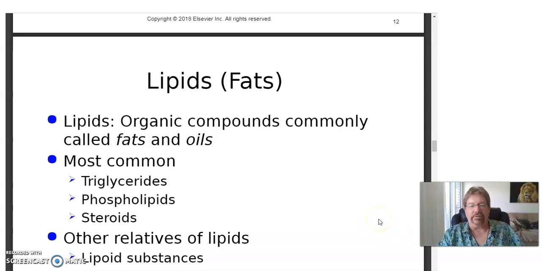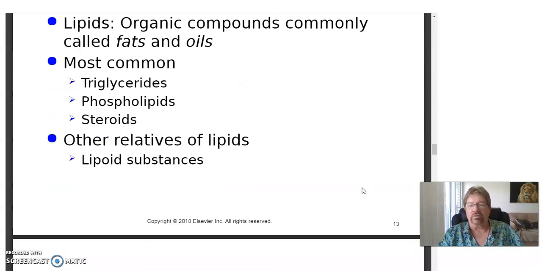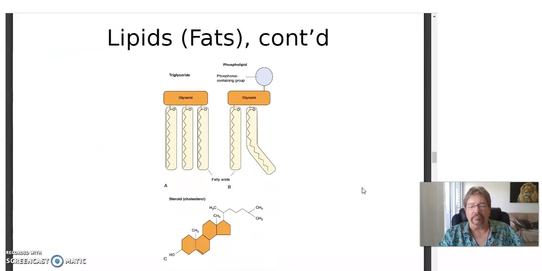Okay, lipids are fats. Lipids are organic compounds, meaning they have carbon backbones. The molecule carbon is extremely important in living things. They're commonly called fats or oils. Most common are triglycerides, phospholipids, and steroids. Other relatives of lipids are lipoid substances. Cholesterol is a fatty alcohol, a type of lipid as well. So lipid is the fancy chemical, medical word for fat.